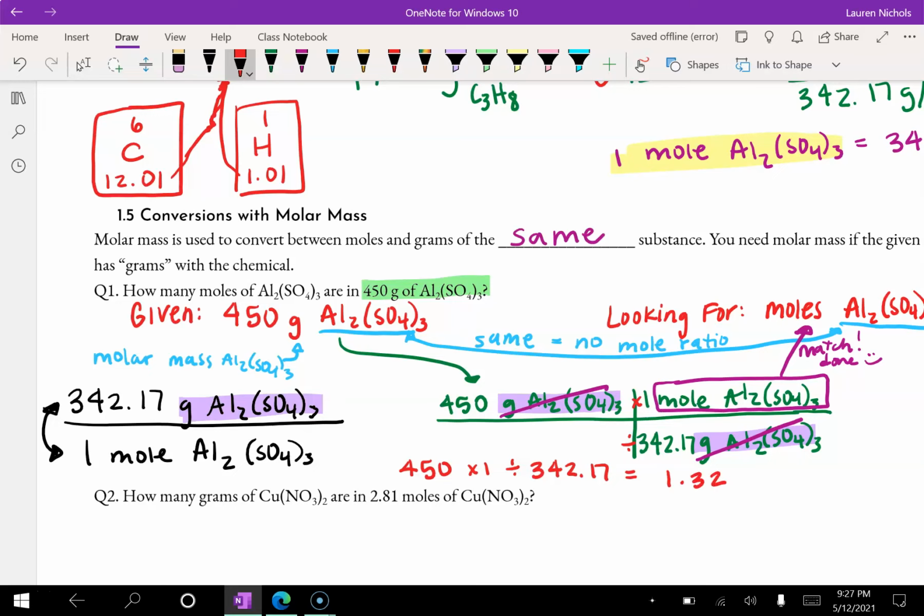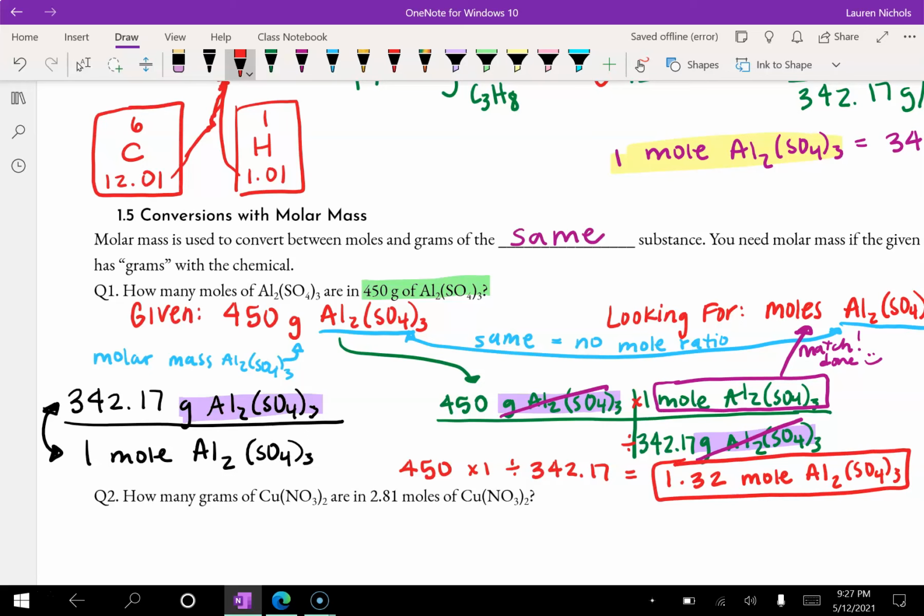1.32. It really gives you 1.315135575, but we round. We always try to keep two numbers after our decimal. So the 5 will make the 1 round up, and our units will be moles of aluminum sulfate. And that is our final answer.